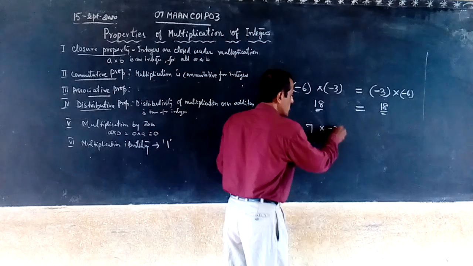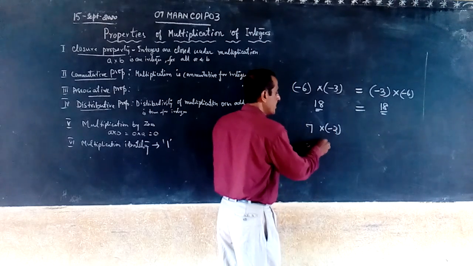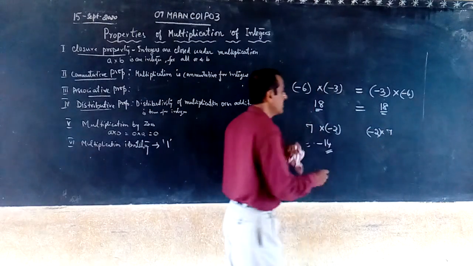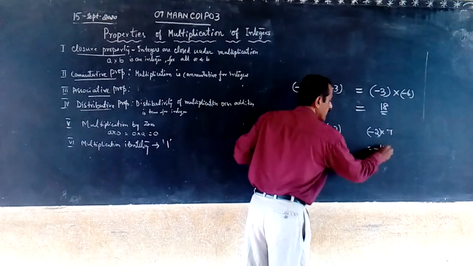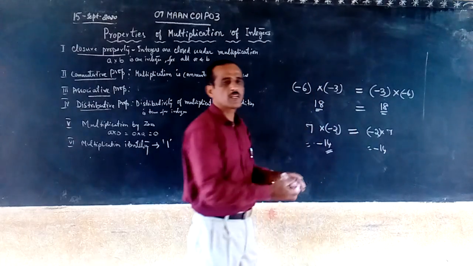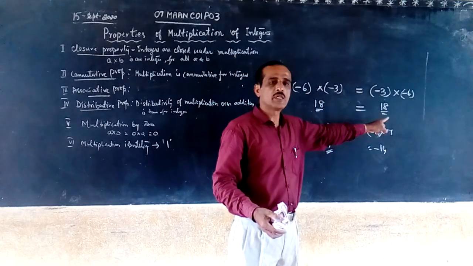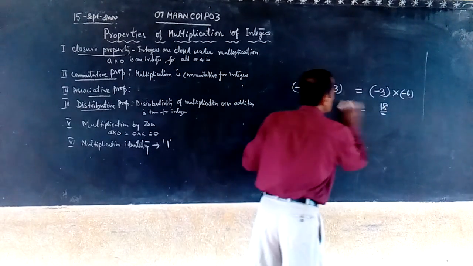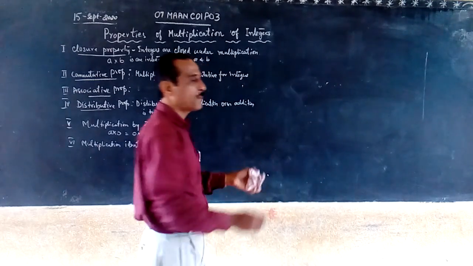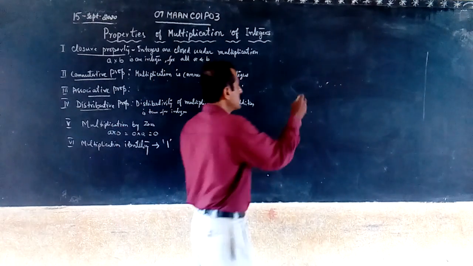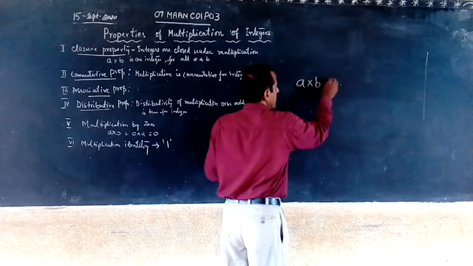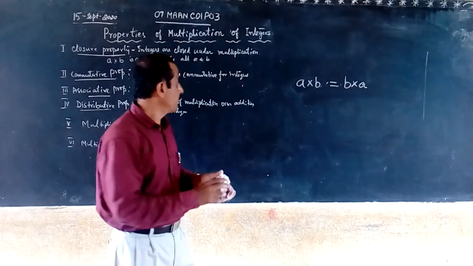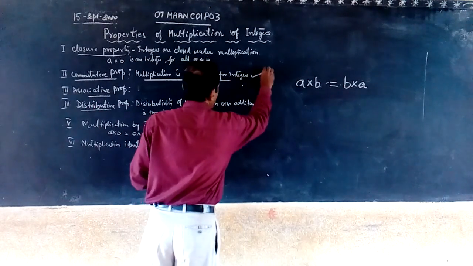7 into minus 2. What is the answer? Minus 14. What about minus 2 into 7? Minus 2 into 7 is also minus 14. So we can say 7 into minus 2 is equal to minus 2 into 7. Isn't it? Therefore, if two integers are multiplied, multiplication is commutative for integers. In general, we can write A into B is equal to B into A for all A and B, two integers.